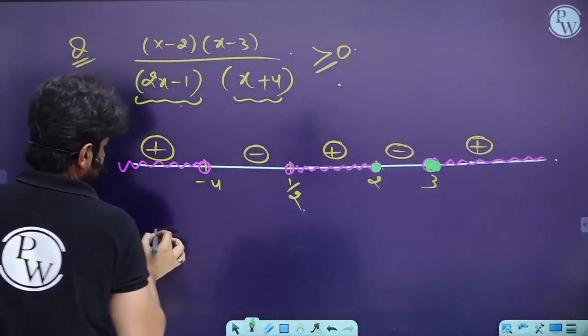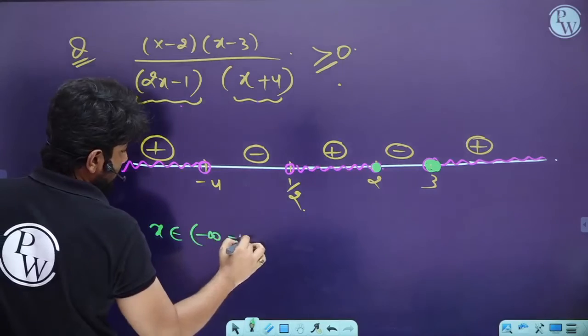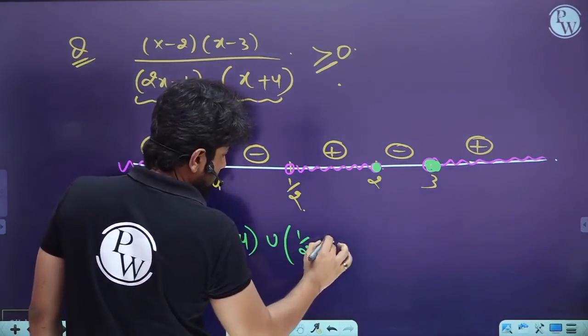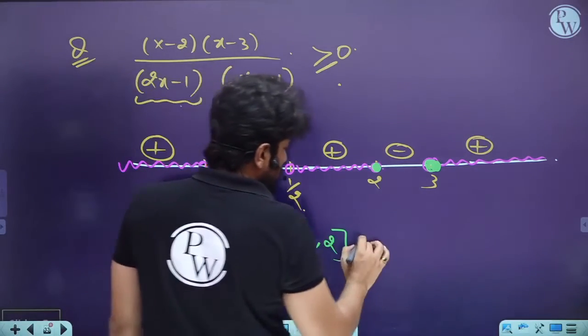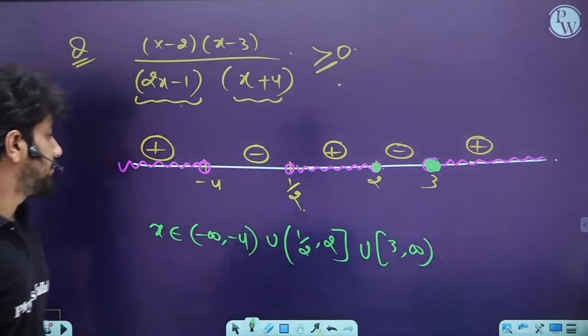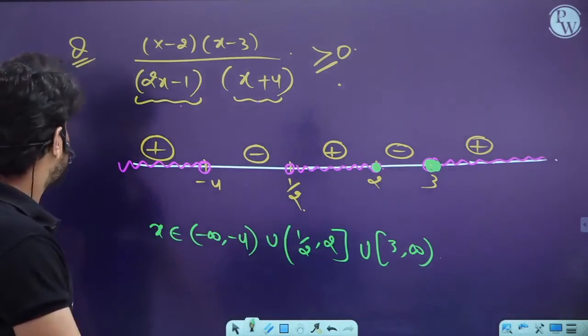So again our final answer is x belongs to (minus infinity, minus 4) union (1 by 2, 2] union [3, infinity). So we can include 2 and 3 now. That's the point.